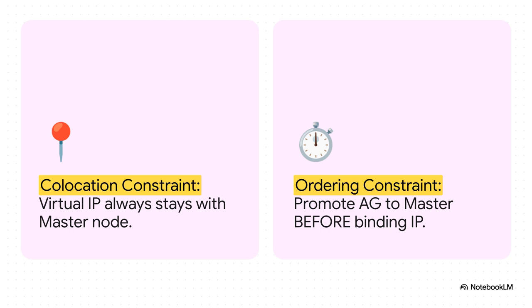And the ordering constraint, just as critical. It guarantees that Pacemaker promotes the database to master before it even attempts to bind the virtual IP. If it binds that IP first, your apps are going to hit the node before the database is even ready to accept write operations, and that causes massive application errors. We definitely don't want that.